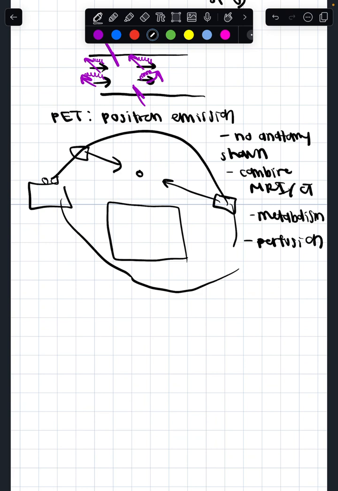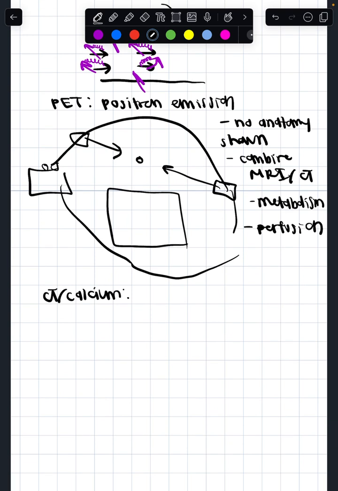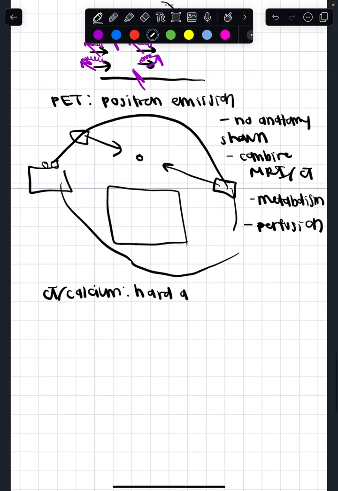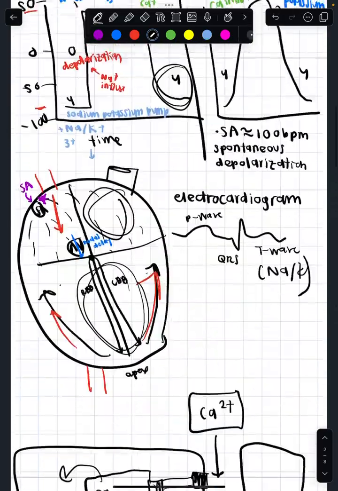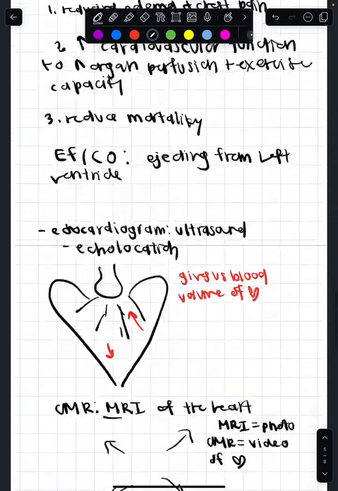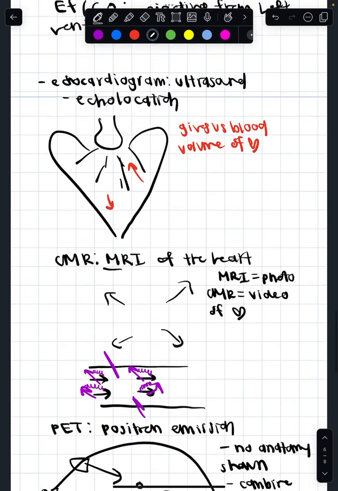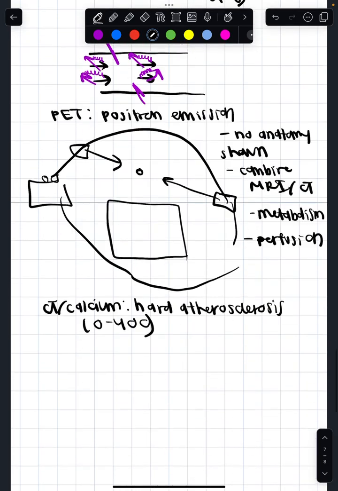Then finally, you have something called a CT calcium score, which has less to do with actual ejection fraction and more just with heart function, but it's worth mentioning. It gives you a score for hard atherosclerosis. You want your score to be 0, but it can range between 0 to 400, the lower the better. And it's kind of different from these others in that it doesn't give you an image like an ultrasound, a PET scan, or an MRI. It just gives you a score.